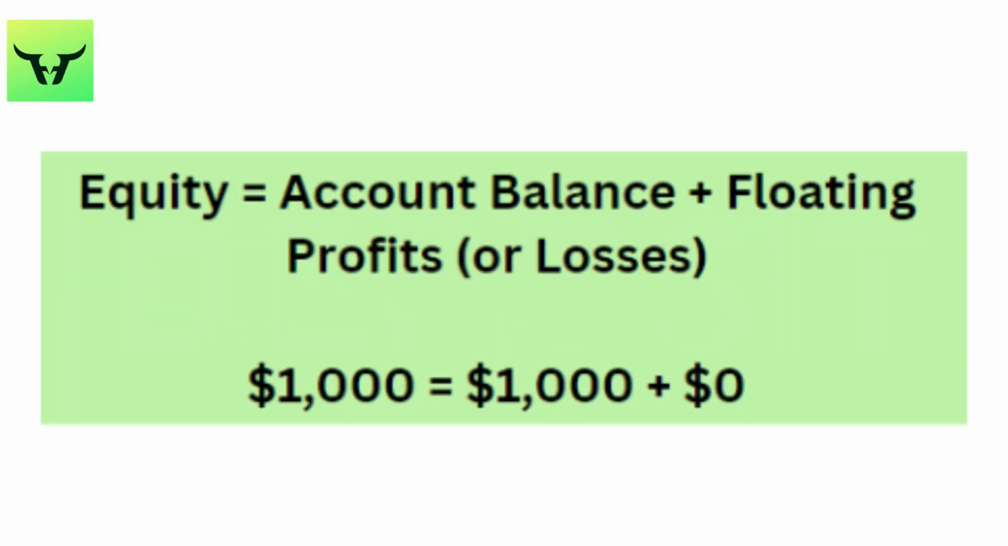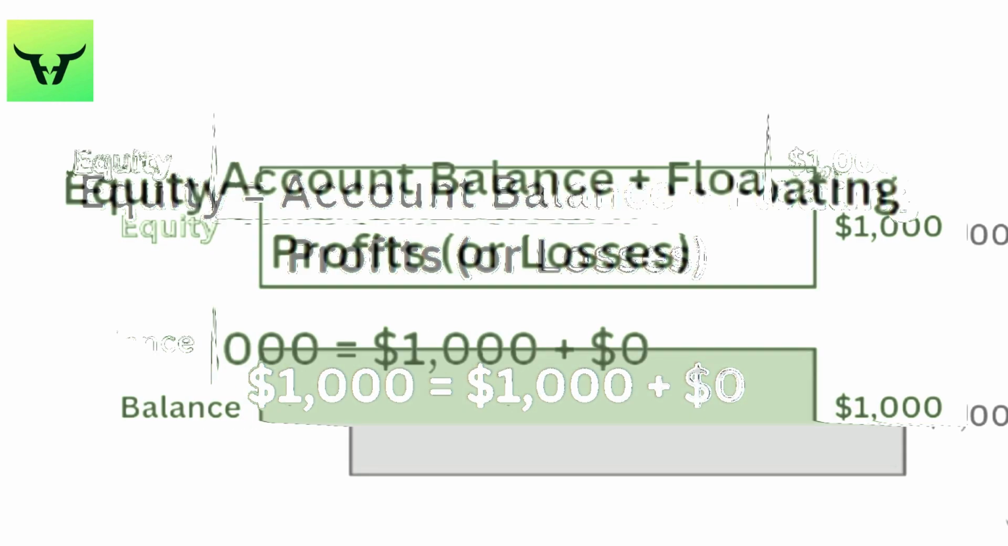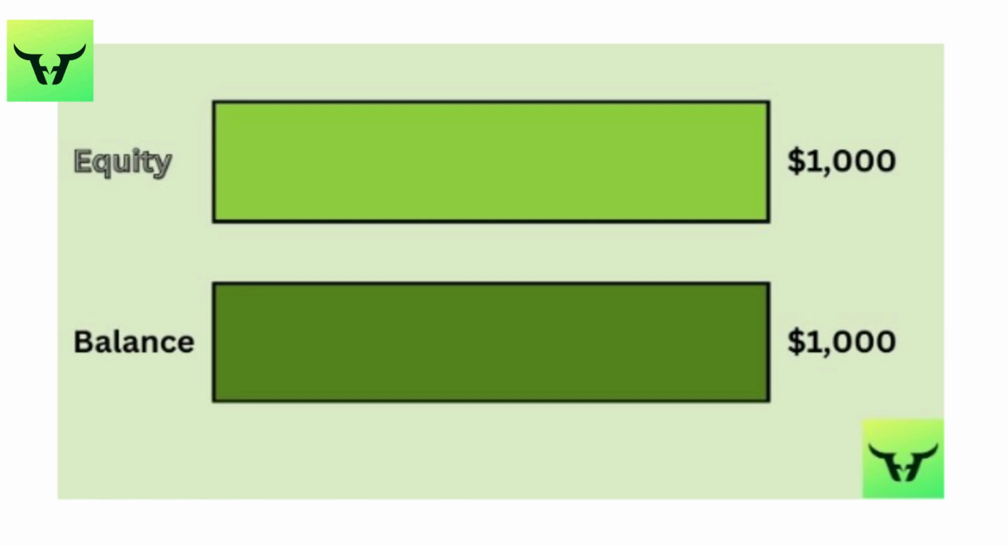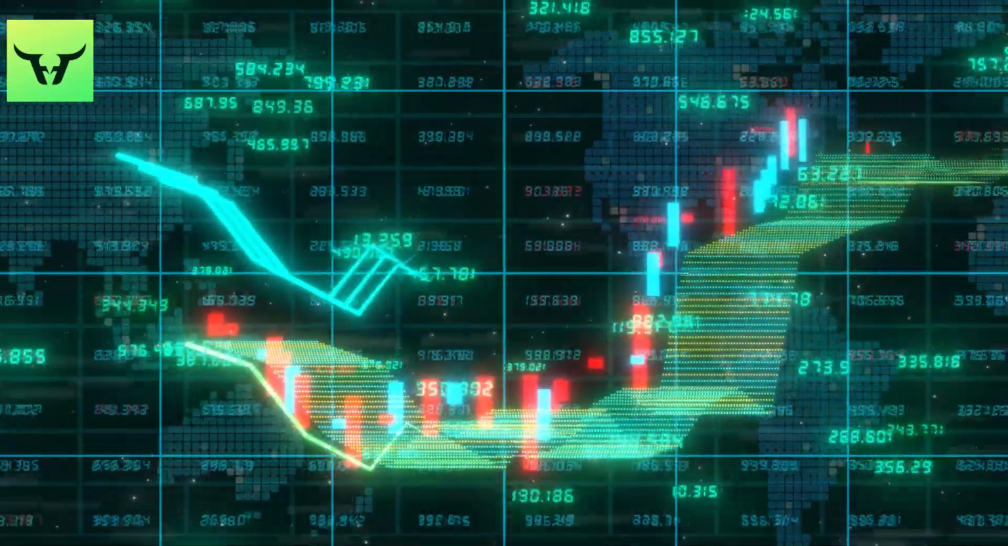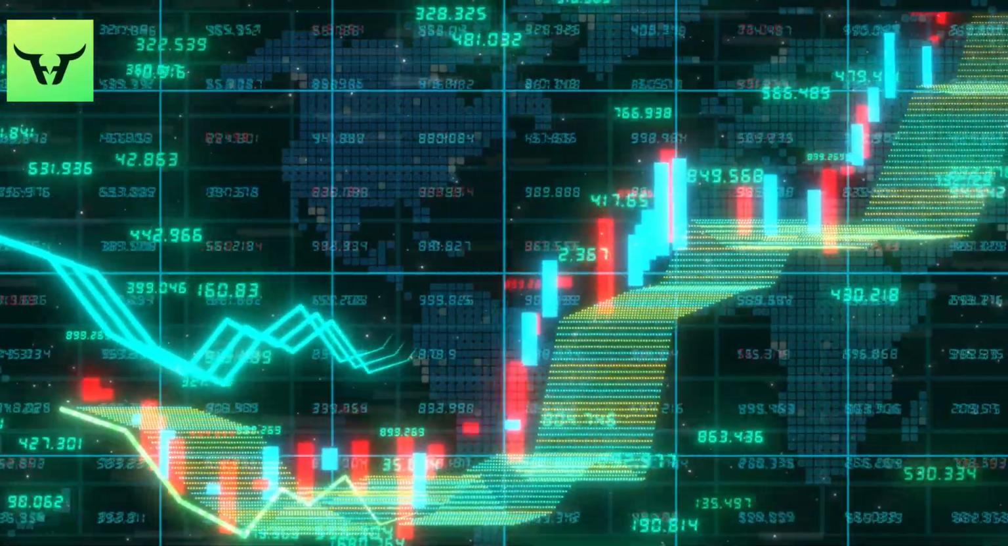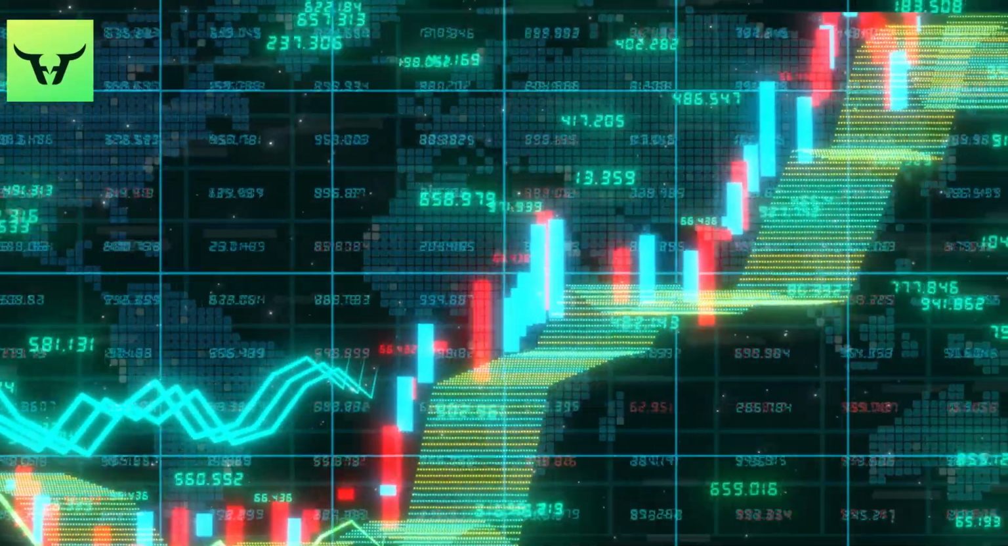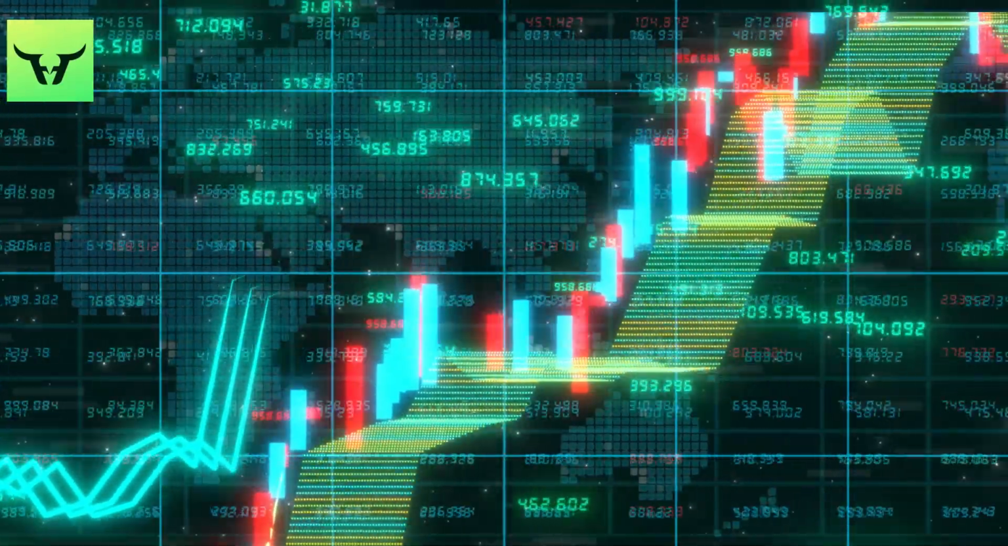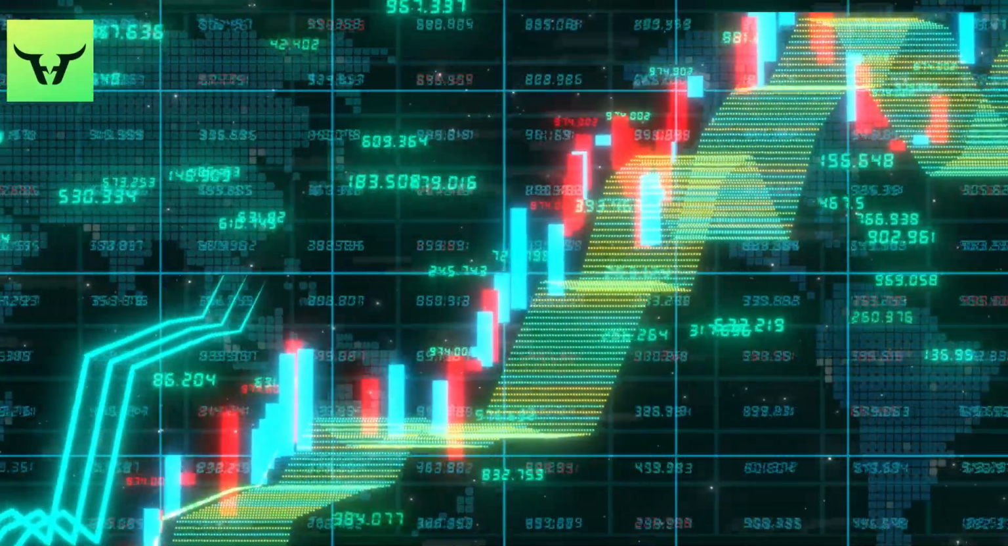Step 1. Calculate equity. If you don't have any open positions, calculating the equity is simple. In the context where there are no open positions, equity indeed equals the balance. Since there are no trades underway, there are no floating profits or losses to affect the equity. Therefore, in this scenario, the equity is equivalent to the balance, which is $1,000.